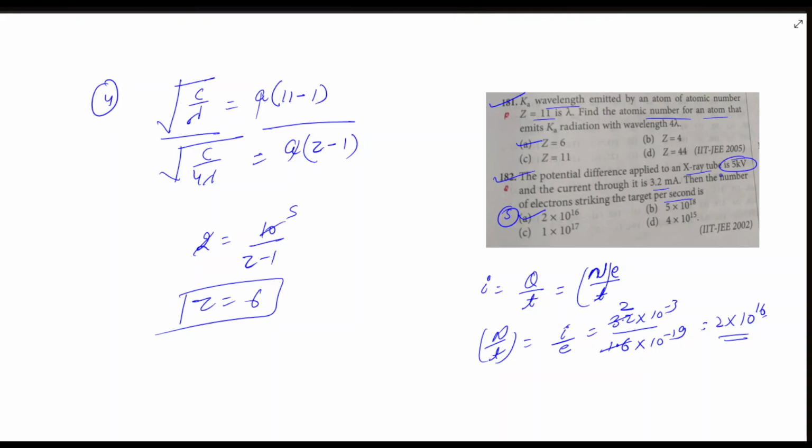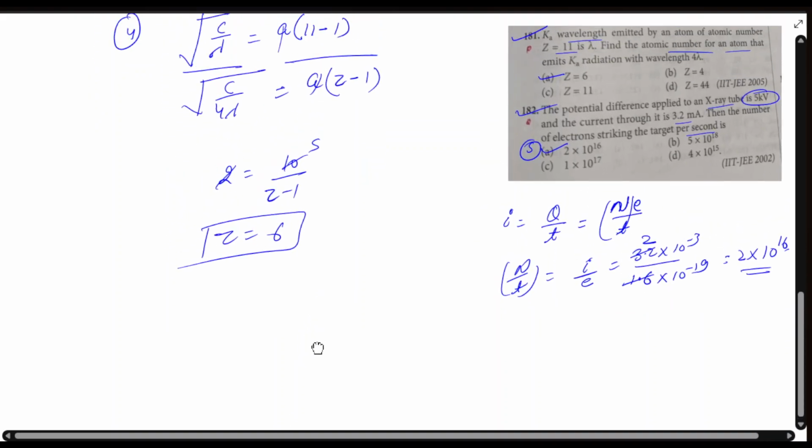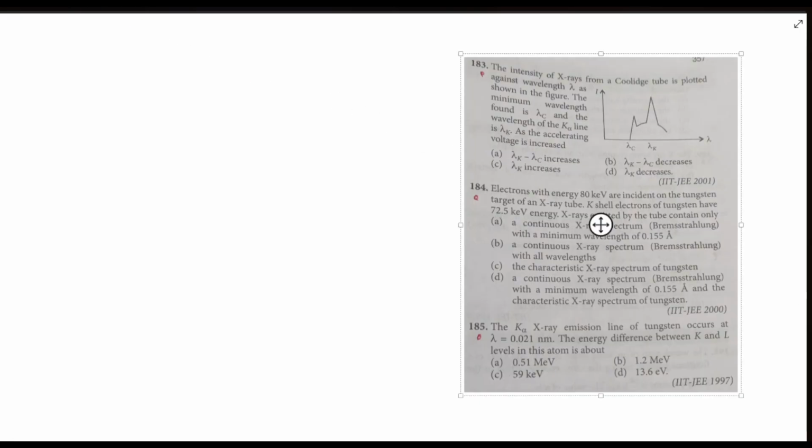We don't know this potential difference. If it asked what the resistance of this accelerator would be, then we could definitely find it, but right now it is not needed. Let's move on to our sixth question. This video will be very short.